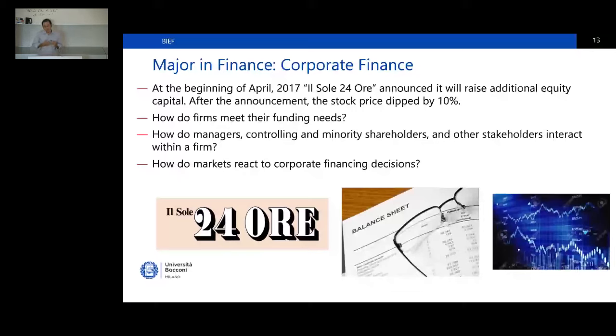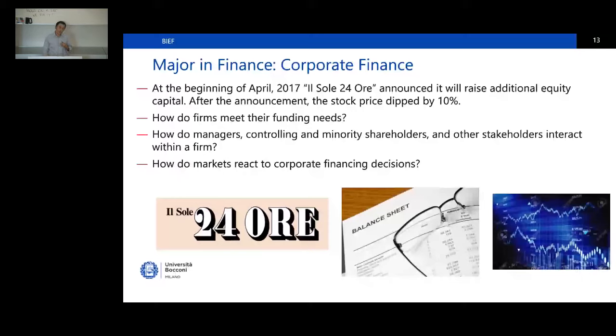Suppose that I tell you that during the same days, the entire Italian stock market dropped by 20%. Then clearly this 10% has to be put in context. Compared to the rest of the market, we would be inclined to say that Il Sole 24 Ore did not do as badly as the other players. If I told you that during the same days, the Italian stock market rose overall by 5%, clearly this loss of 10% is a bad economic outcome. So we need to understand how the stock market reacts, and in particular, what are the determinants of stock prices.